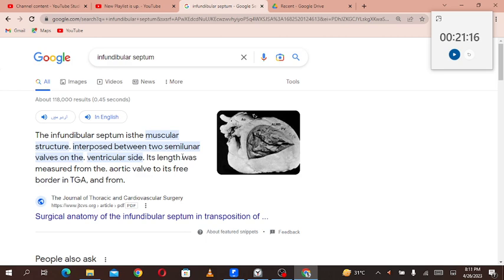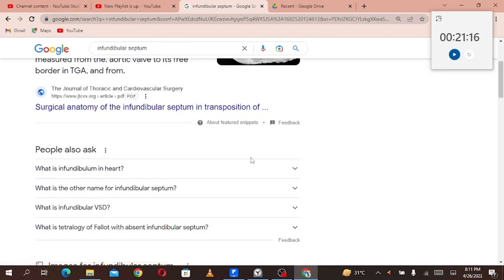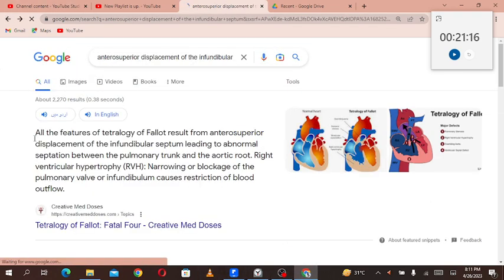Its length was measured from the aortic valve to its free border in the TGA, transposition of great arteries. I'll forget about that. So it is the septum between the two semilunar valves. The anterior superior displacement of this septum results in all the features of tetralogy of Fallot, leading to abnormal septation between the pulmonary trunk and the aortic root, and right ventricular hypertrophy. Basically it is because of lack of septation between the pulmonary trunk and the aortic root.